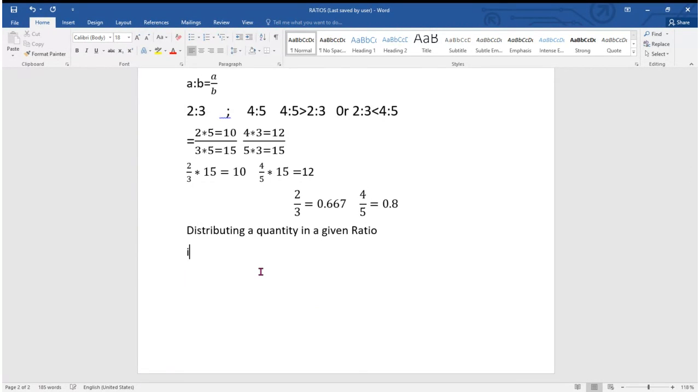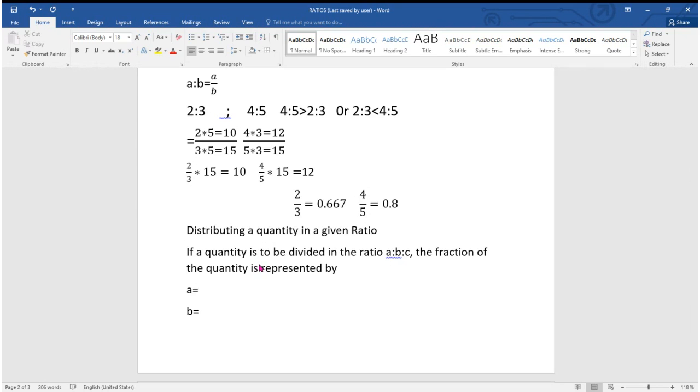So if a quantity is to be divided in the ratio A is to B is to C, the fraction of a quantity is represented by, A will be given by, not capital A, I want small a. B will be given by, and C will be given by.